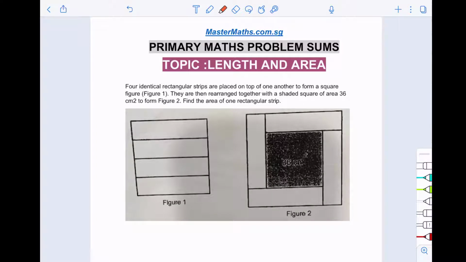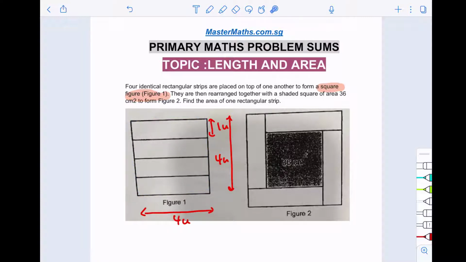Four identical rectangular strips are placed on top of one another to form a square in figure 1, right? Now in figure 1, this is a square, which means this length right here will be equal to the breadth. If you assign this to be 1 unit, the entire breadth will be 4 units, which means the length over here will also take on 4 units as well. Why? Because this is a square, as they have mentioned in figure 1.